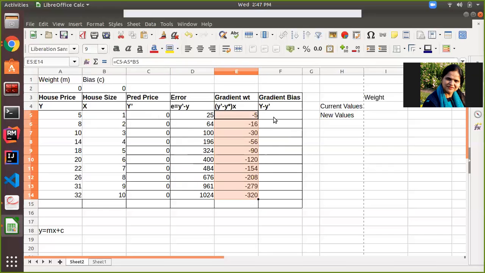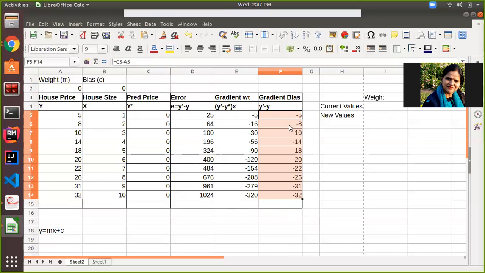After calculating the gradient weight, we need to calculate the gradient bias. So gradient bias is simply y dash minus y. The formula for it should be y dash minus y, predicted price minus given price. So equal to this minus this. Okay, so this is our gradient bias.